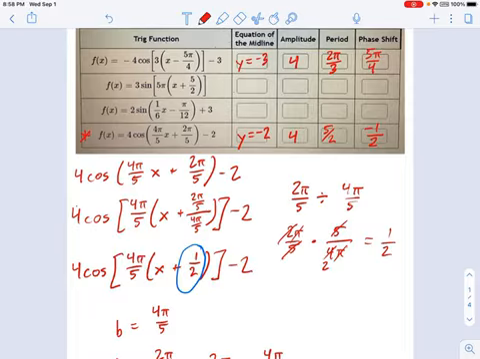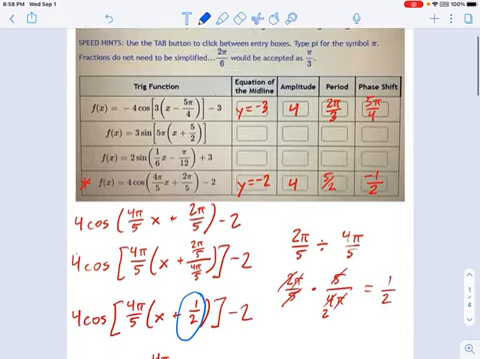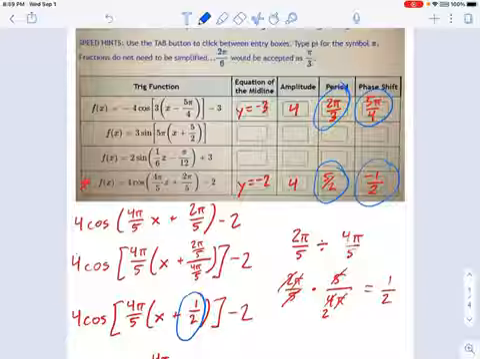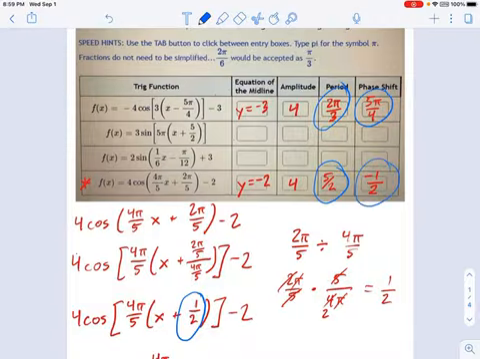Now, I want to point out one thing before you scoot off to another video. Take a look here. See how the period of this one has a pi in it, and the phase shift has a pi in it? That's normal. It's typically what we see. But in this one, something weird's going on. No pi in these guys. So why is there no pi here? The reason is related to that GCF.